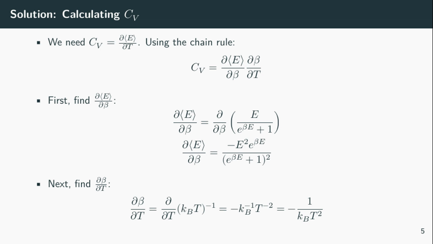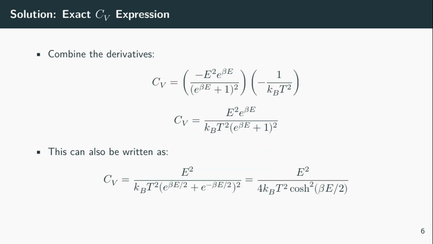We now have the two components needed for the chain rule calculation of Cv. Combining these two derivatives using the chain rule gives us the expression for Cv. As you can see, the minus signs cancel, resulting in this first exact form for the specific heat. We can also rewrite the denominator term using algebraic manipulation. By factoring and recognizing the definition of the hyperbolic cosine function, we arrive at this alternative expression. Both forms shown on the slide are equivalent and correct.